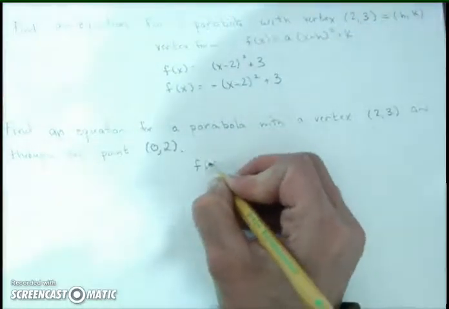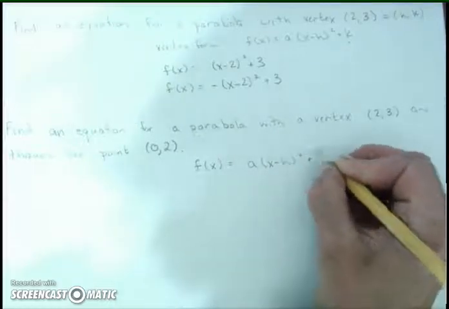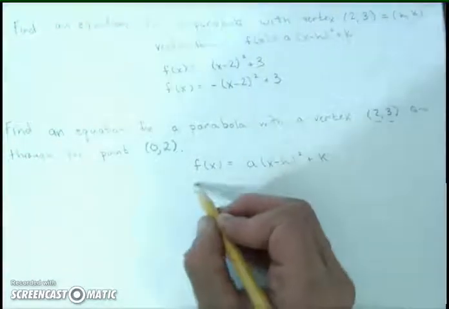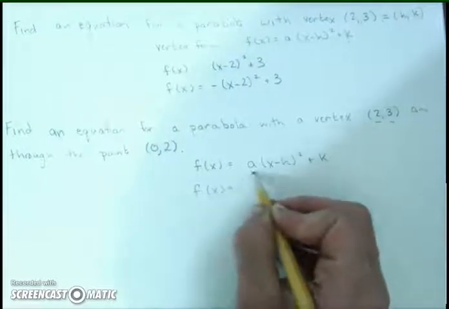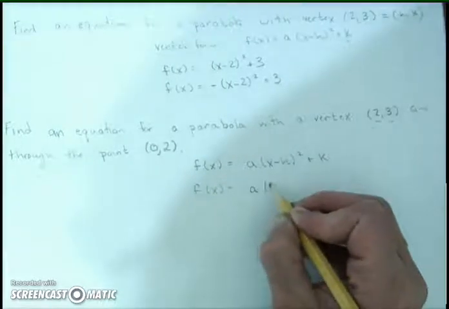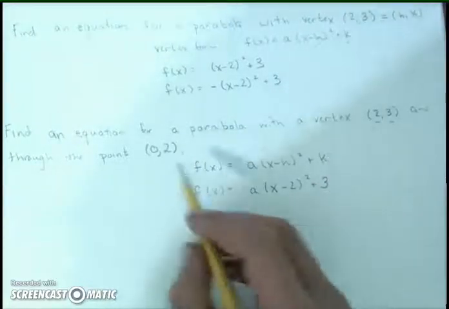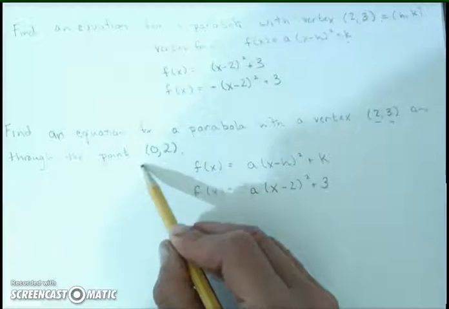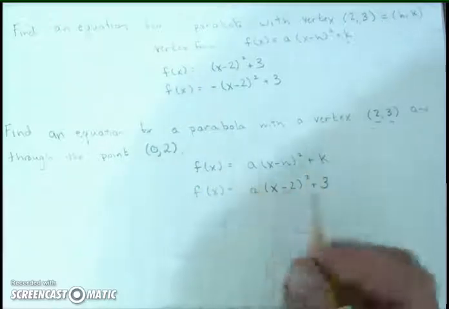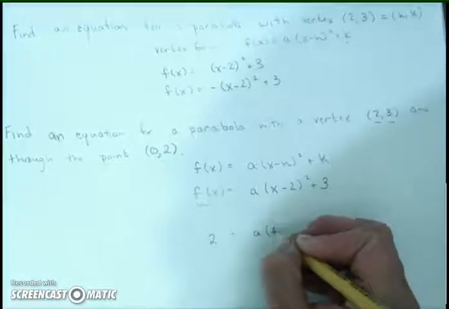So if we have f(x) = a(x - h)^2 + k, what we need to do is first substitute in the vertex. And then we're going to figure out what a value makes us go through the point (0, 2). So we leave a as a variable, and we have a times (x - 2)^2 + 3. Now we know that it has to go through the point (0, 2). So this says when we plug in 0, we get 2. The y-intercept is 2. So f(x) will be 2 when x is 0.